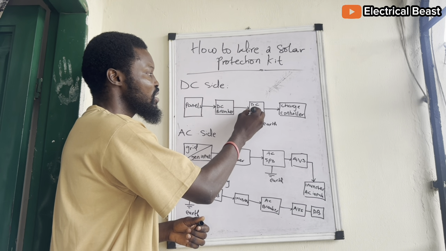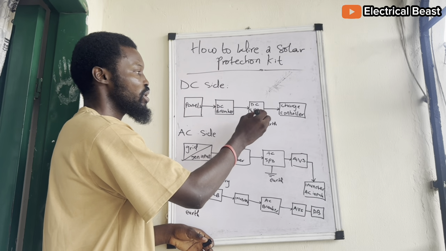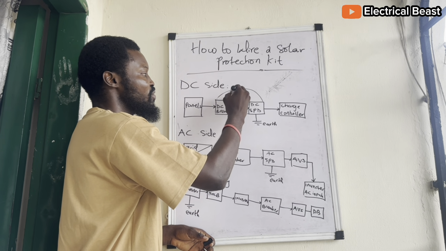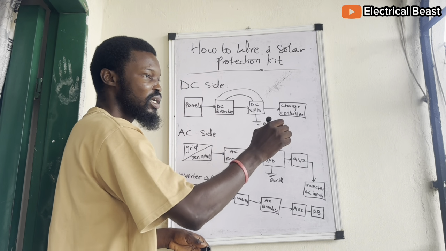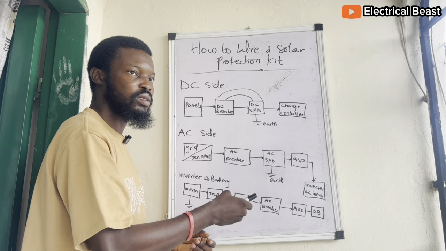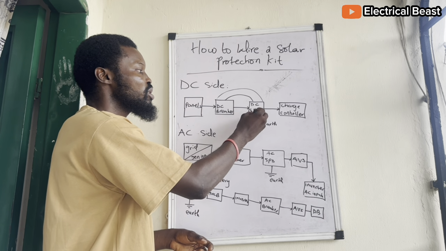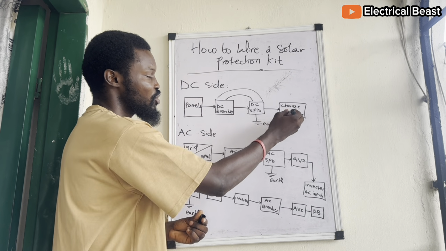You need to understand that the DC SPD has an earth terminal where, when you connect inputs, positive and negative from the DC breaker, you have the earth terminal which you have to take to the ground in order for excess voltage or spikes or surges to flow through this terminal to the ground. Then we have the controller, the charge controller.